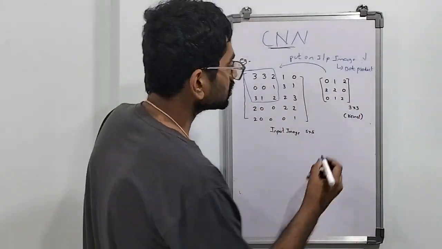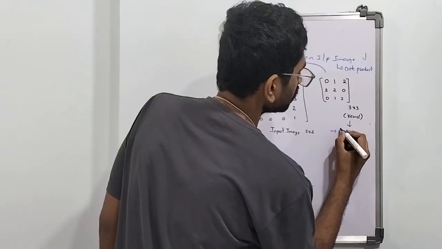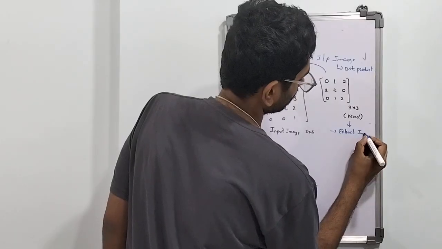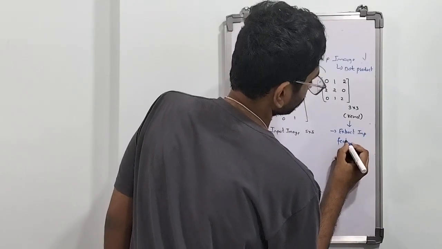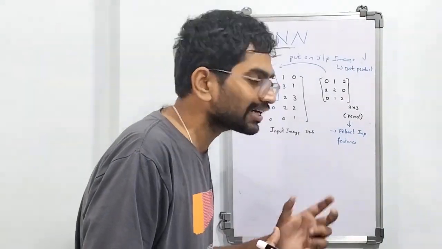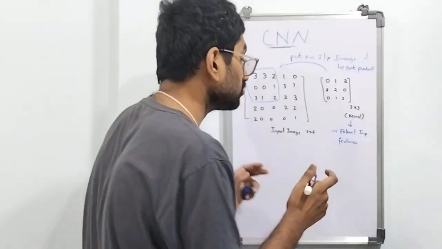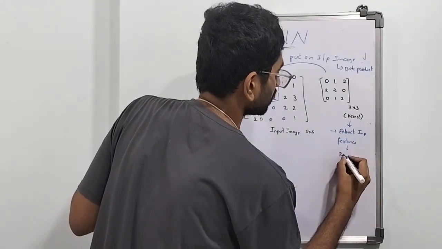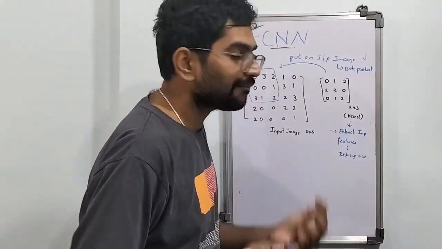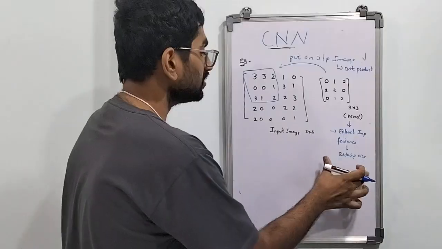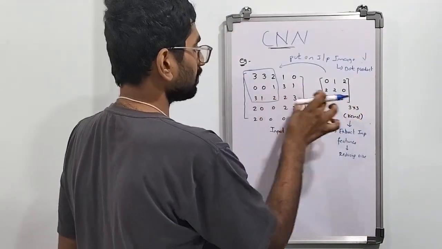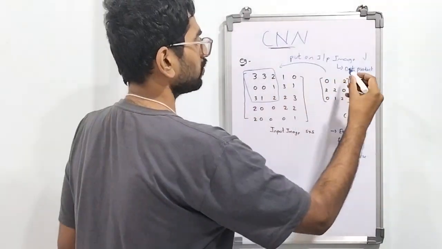In simple words, what is the kernel doing? The kernel is trying to extract the important features. But at the same time, it is extracting the important features and also reducing the size of the input image, like compressing the image. So these are the two important points that you should know about the kernel. Now you have to multiply this kernel on the input image and do the dot product.